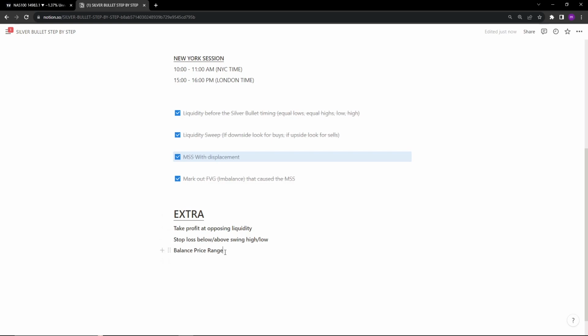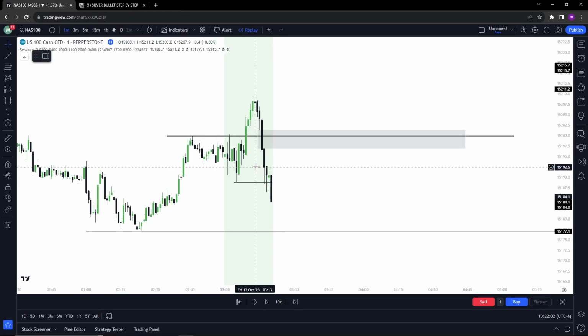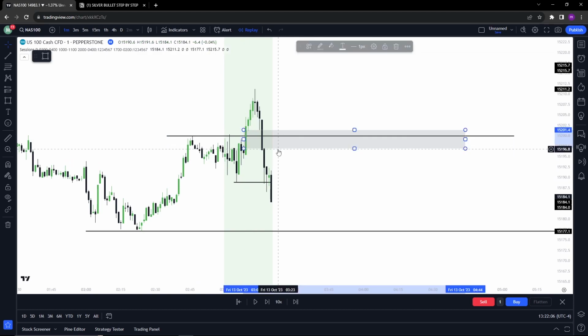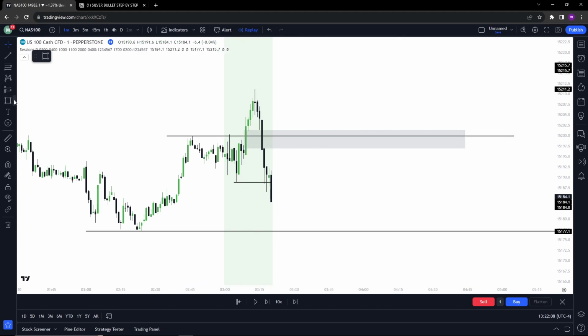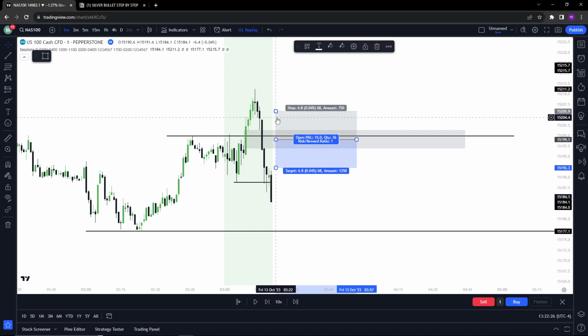The first thing I actually want to bring up is balanced price range. If you simply move your imbalance to the left, this is what we call a balanced price range. If there's essentially two imbalances within each other, this is a balanced price range, making this setup a lot more probable. Now, when it comes to targeting and entering the actual trade, you want to enter either here or at the 50%. Either is fine, it just depends on your trading. I'm pretty sure for this trade you could have gone for this and this. I personally like to enter off the 50% like so.